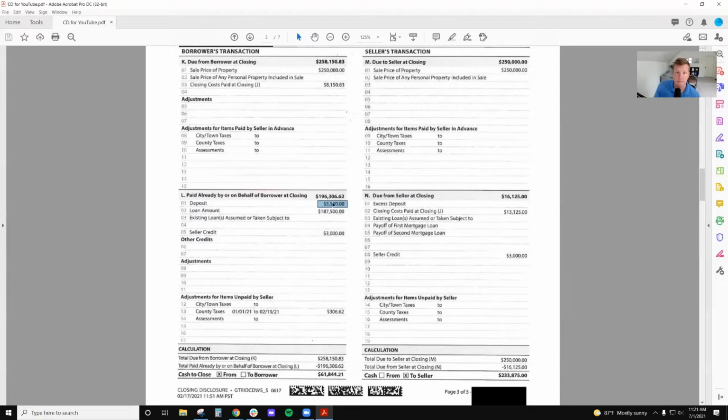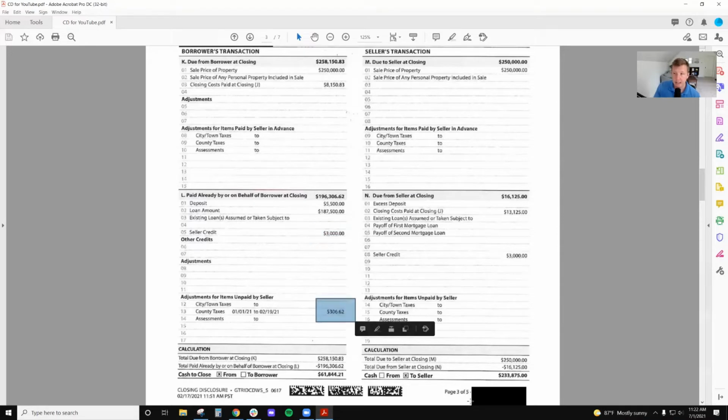I would pay $250 minus $5,500. If I'm getting a loan, I'm not going to pay $250 at closing. I'm going to pay $250 minus the loan amount. That's the down payment, right? If I get a seller credit, then I'm not going to pay $250 at closing. I'm going to pay $250 minus the seller credit.